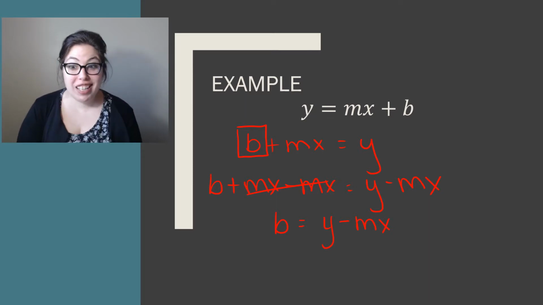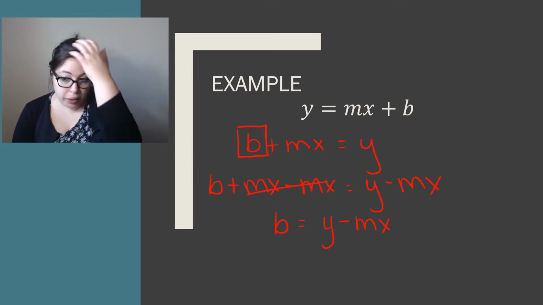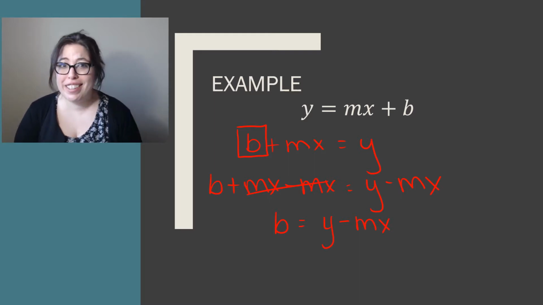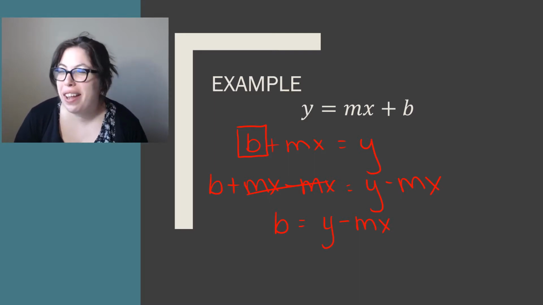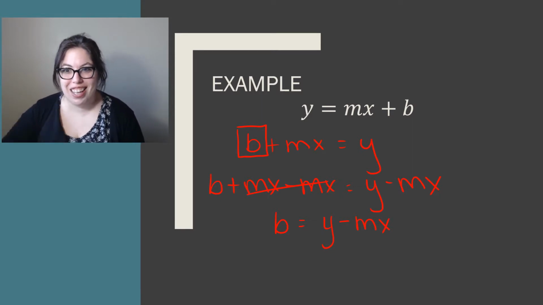mx, and I'm done. I can't solve it any further because I don't have any numbers. I also can't solve it any further because my b is isolated. I did exactly what I came to do. All right, let's go ahead and look at another example.